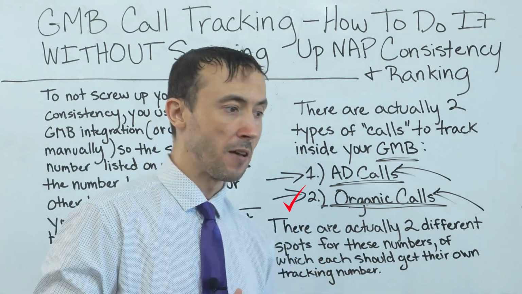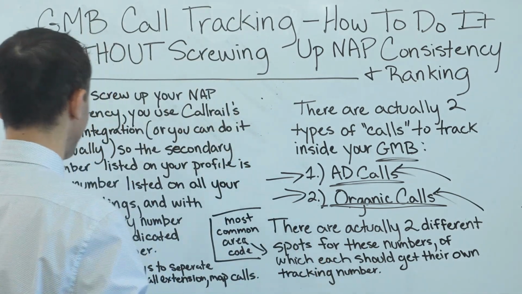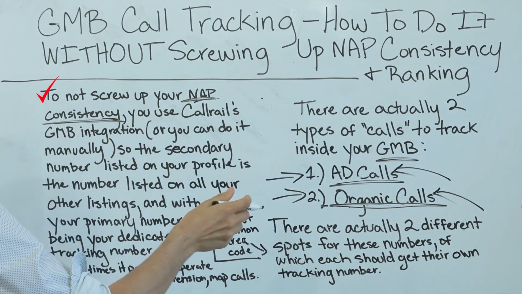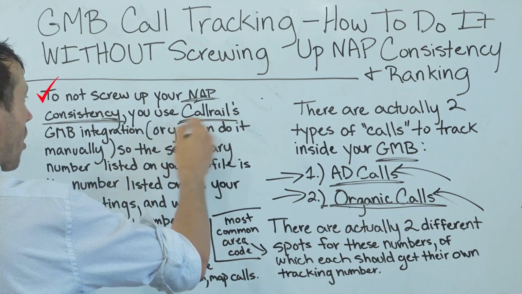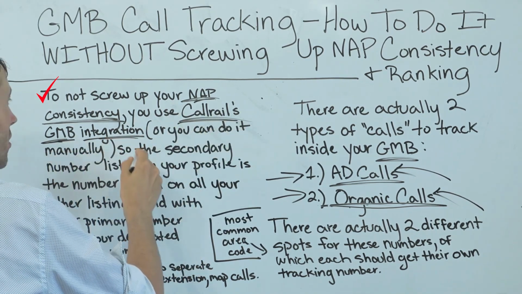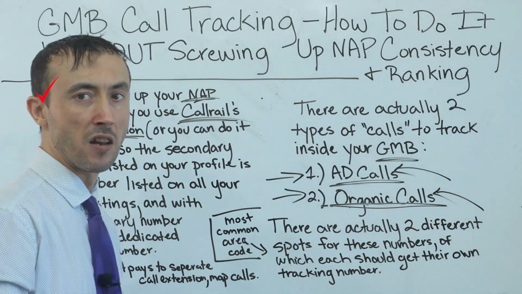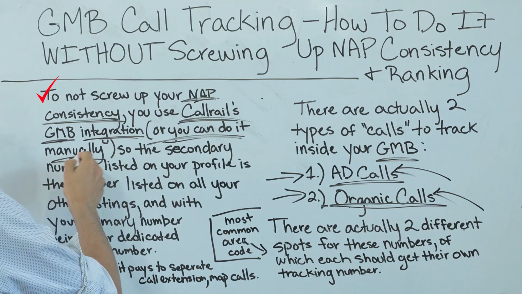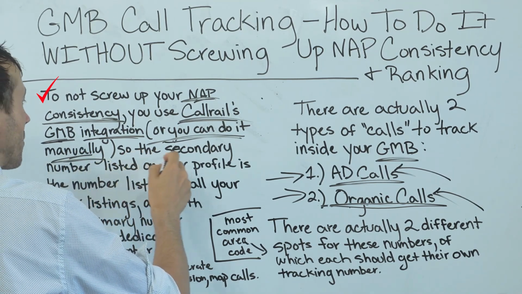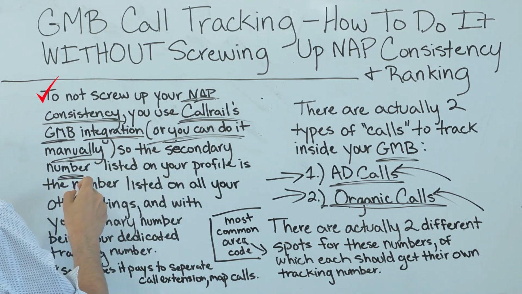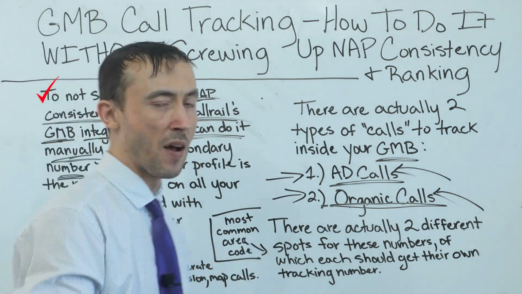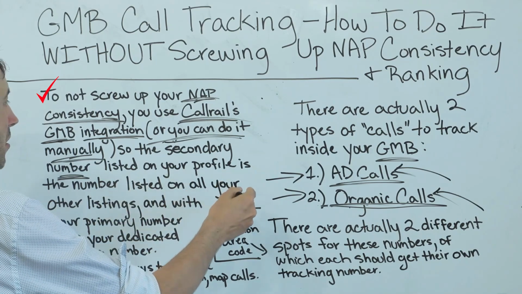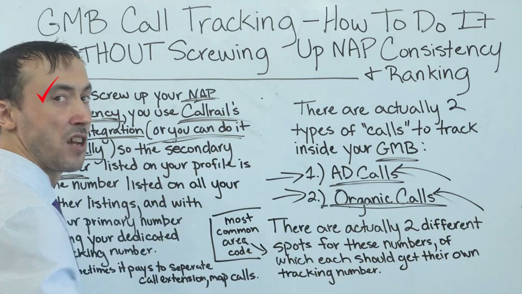Okay? And so to not screw up your NAP consistency and still track your calls, you can use CallRail's Google My Business integration, which allows you to do this for you, or you can manually do it yourself. Set up the secondary number that's on your Google Business profile. If they allow you to put a number there for your secondary number, it is the number that is on all your citations that you have now.